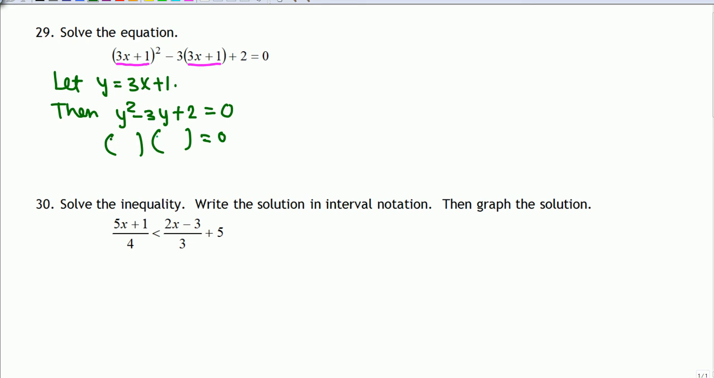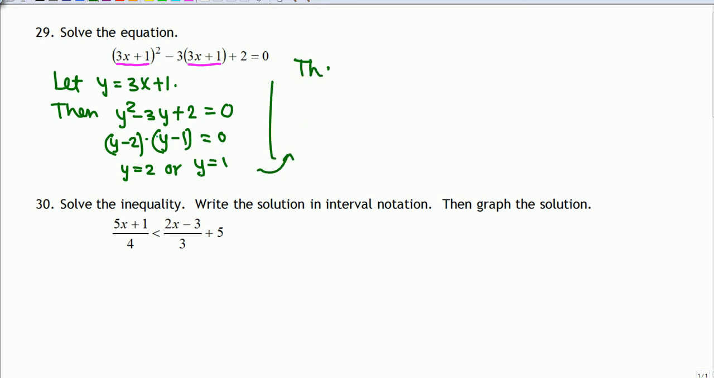So y², y times y, plus 2, 2 is 2 times 1, and to get negative 3, both are negative. So we have a product of two things equal to 0. That implies the first factor is 0, so from this factor we get y = 2, and from this factor we get y = 1.